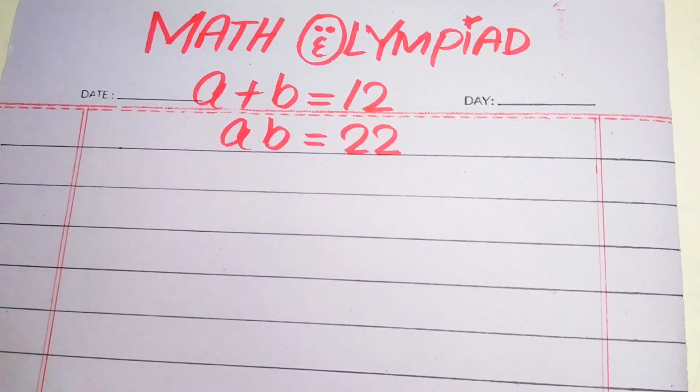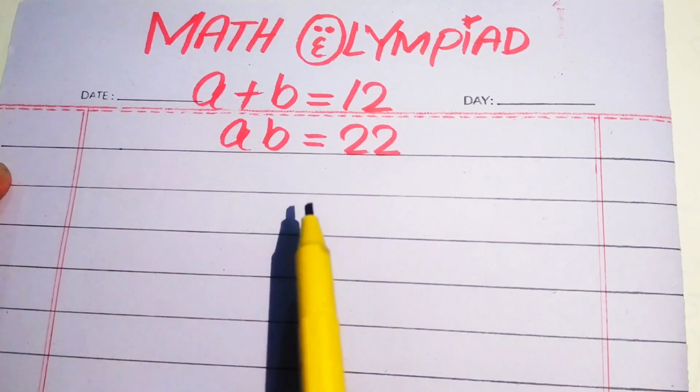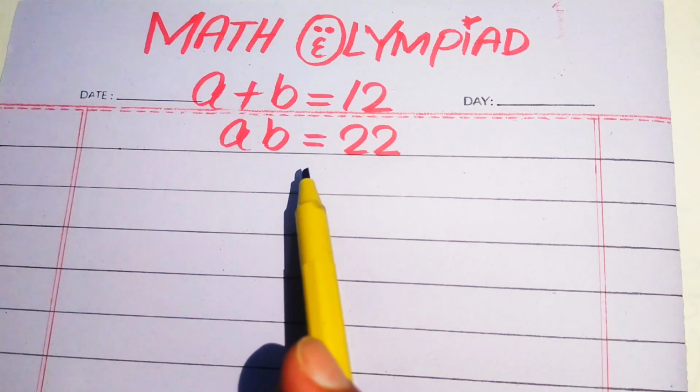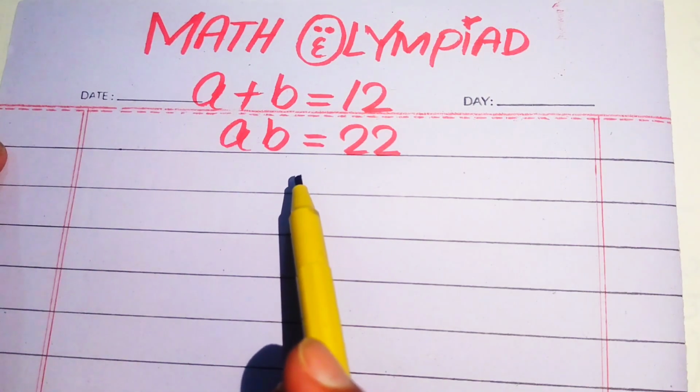Hello everyone, welcome to solve this math Olympiad algebra problem. Here we have a plus b equals 12 and ab equals 22, and we solve this problem for the values of a and b.